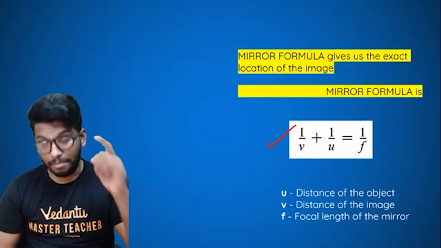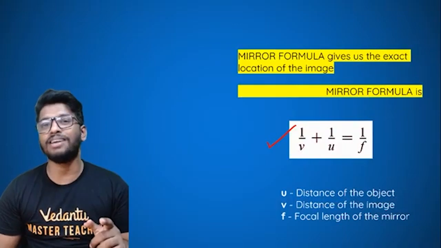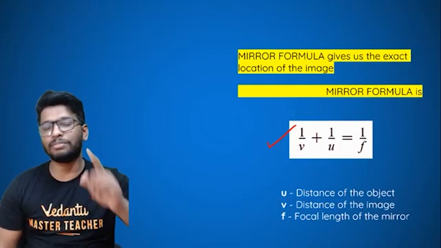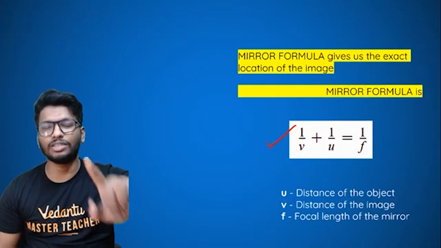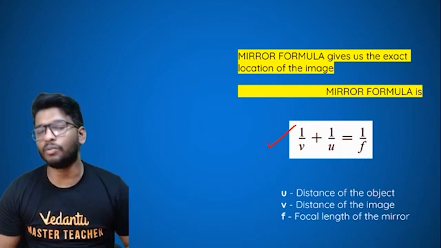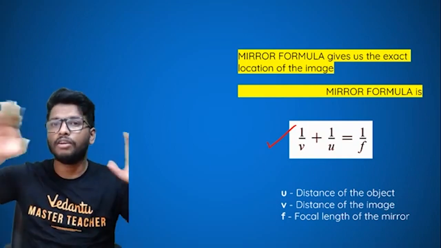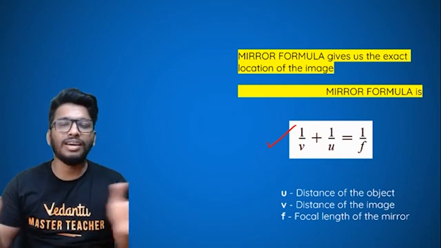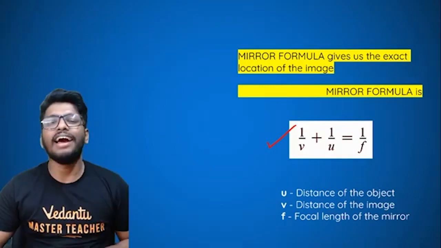Very simple. Remember this, guys, because all of these would be asked as 2-mark, 3-mark questions. So keep this all in mind. So once again, what is the mirror formula? 1 by U plus 1 by V is equal to 1 by F. Now the lens formula would be different. For now, just remember this, guys. 1 by U plus 1 by V is equal to 1 by F. Simple. All right. Now let's move ahead and understand what is magnification.